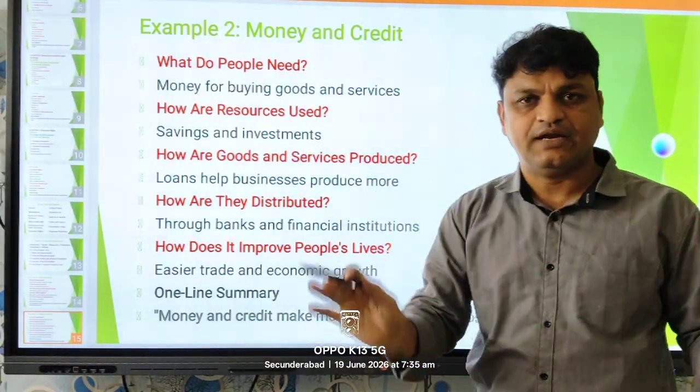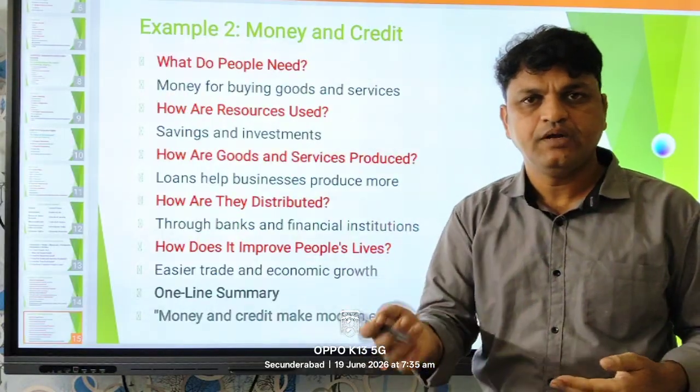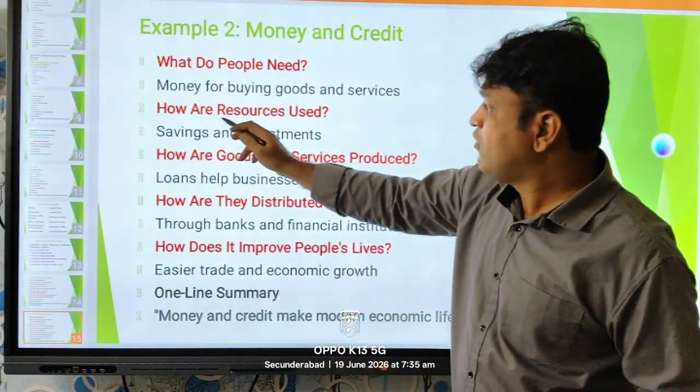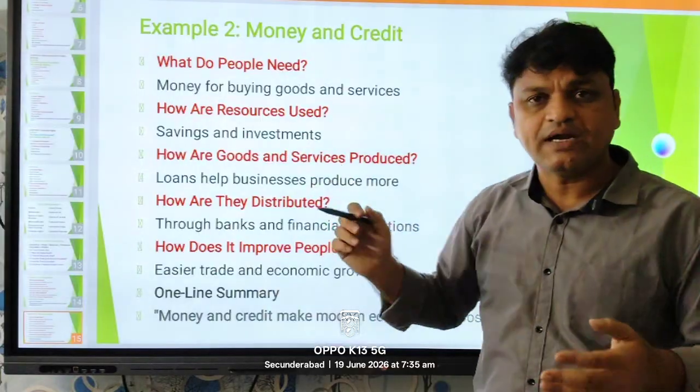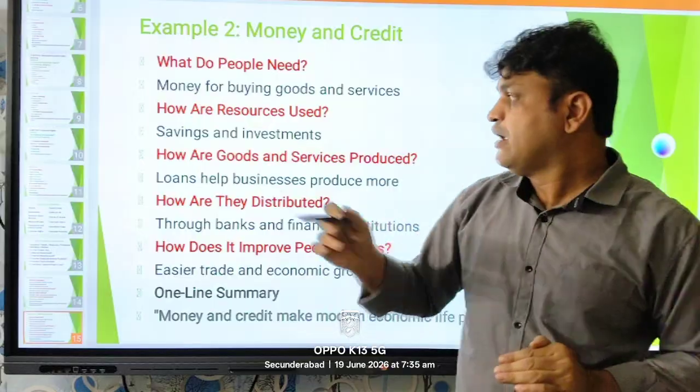Suppose your mobile recharge got over. So you will do the recharge, right? From Airtel or Jio, whatever it may be. So that is a service, so we are paying. How are we paying? Through money. Okay. And how are our resources used? Savings and investments. Whatever money we saved, we use that saved money, and we are investing.